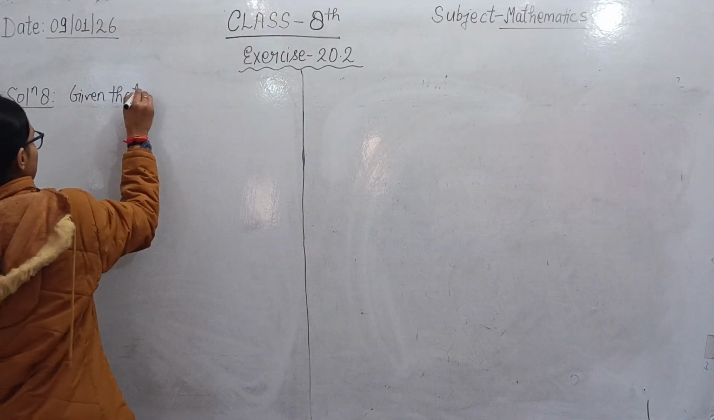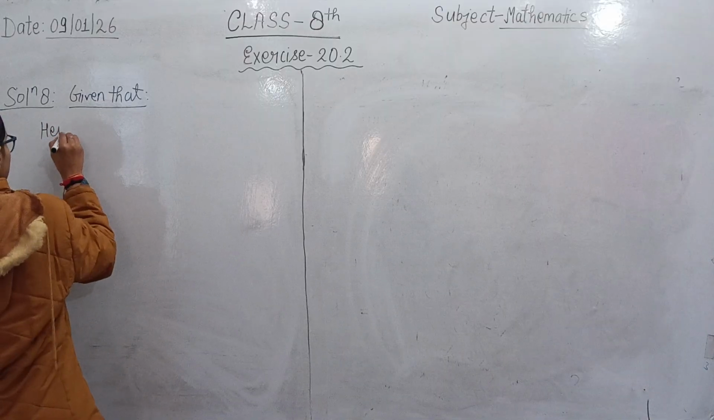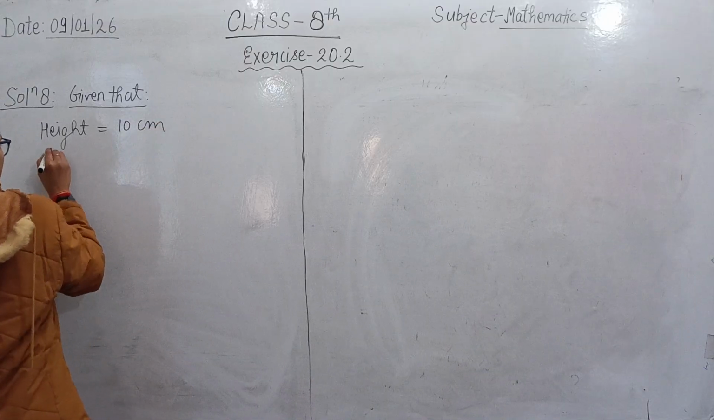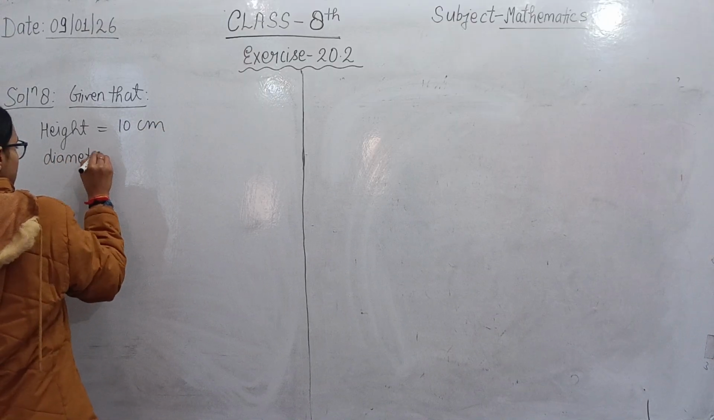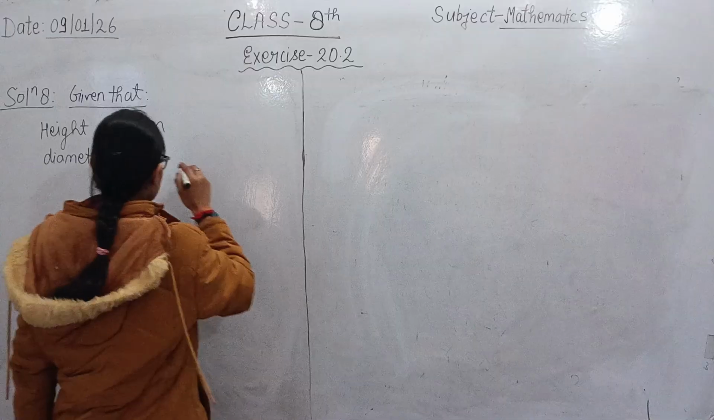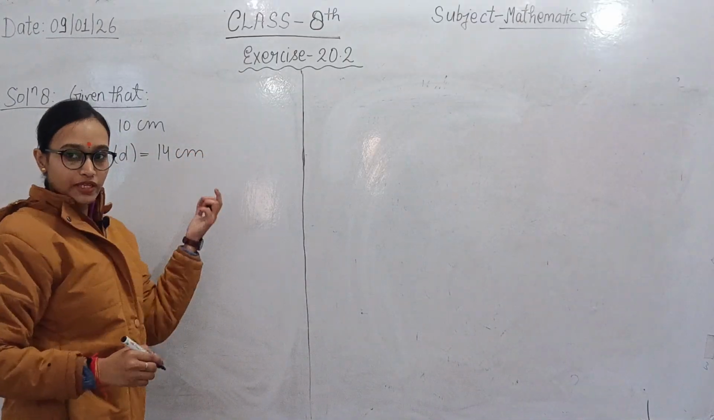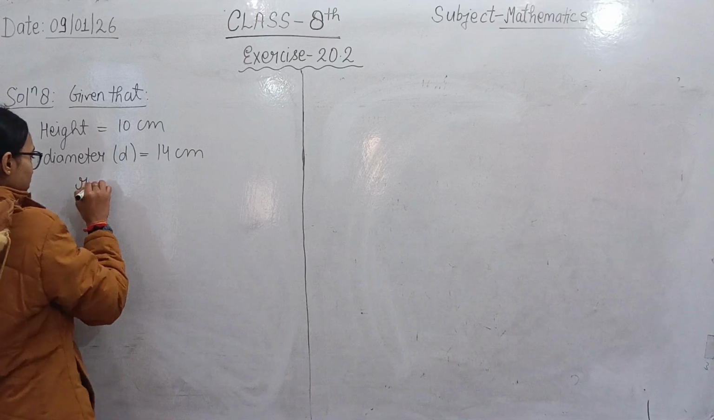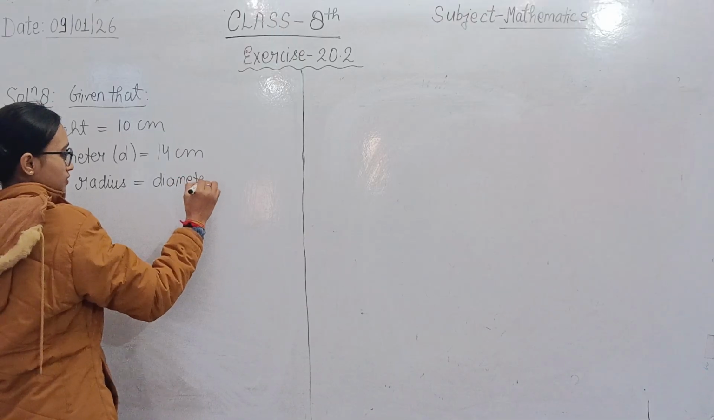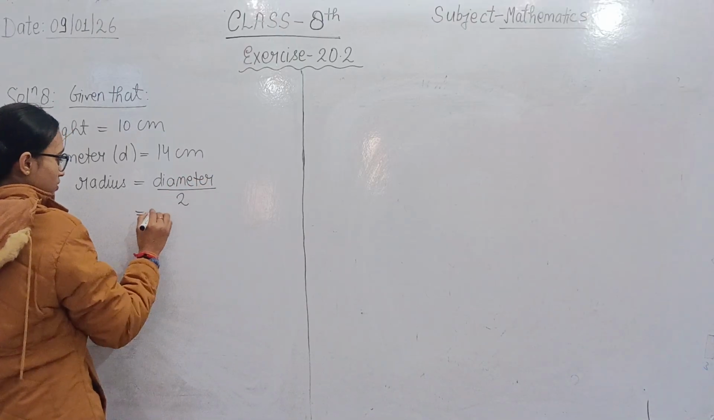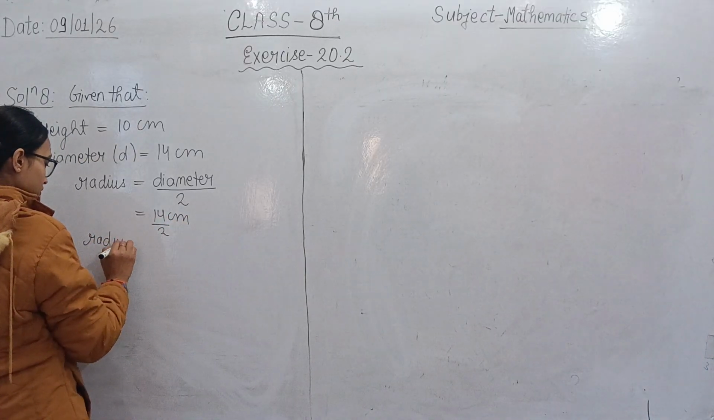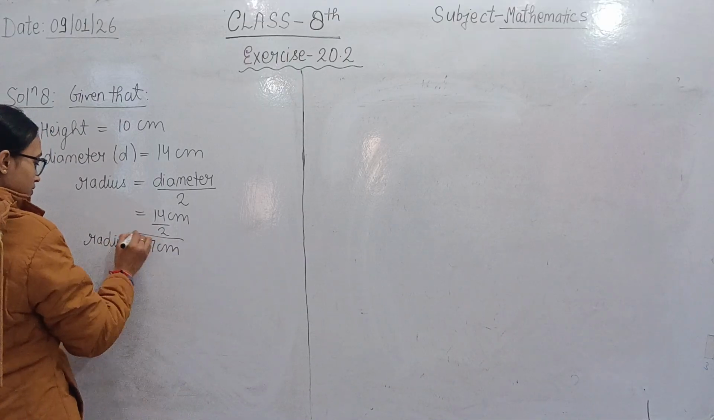Given that height is given as 10 centimeter and diameter, which we denoted by small d, is given as 14 centimeter. Firstly, with the help of diameter, we will calculate radius, and we know that radius is given by diameter divided by 2, that is 14 centimeter upon 2, and we will get radius as 7 centimeter.